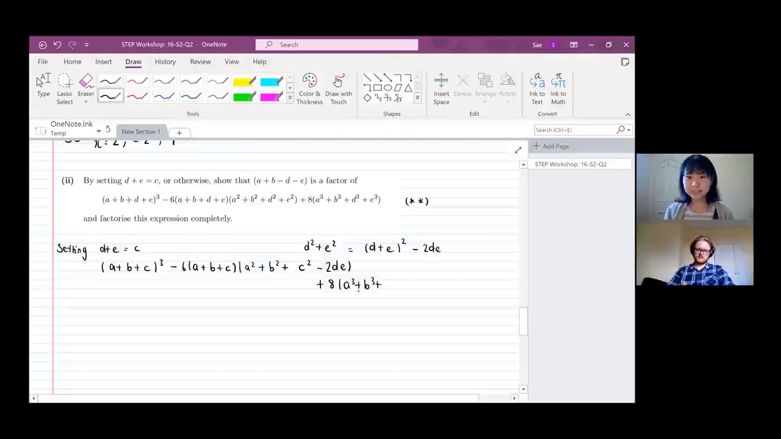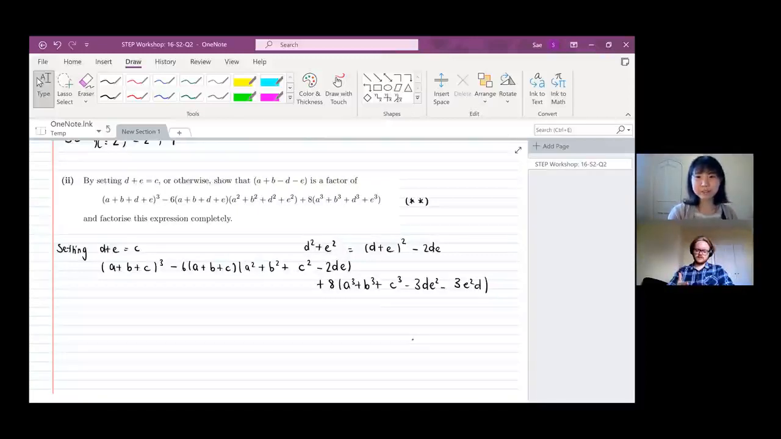Who can tell me? Great, it's c cubed minus 3de squared minus 3e squared d. Yes. Now this almost looks like what we had before, except it's got some awkward terms that we didn't have before floating around, namely this bit and this bit. Now I'm going to shove everything that looks nice to the left and see what remains.